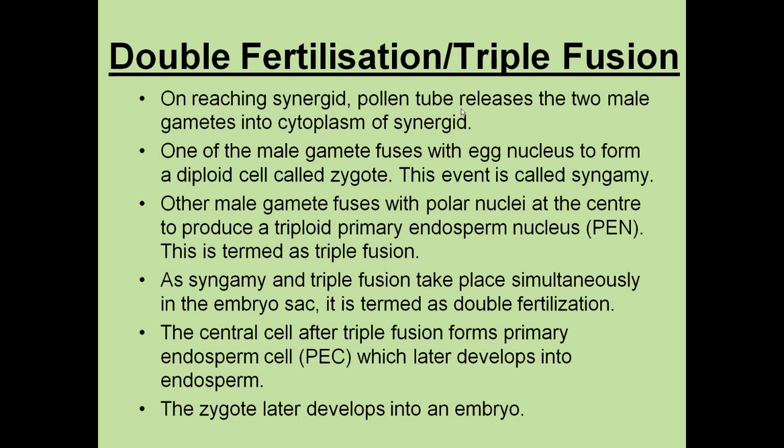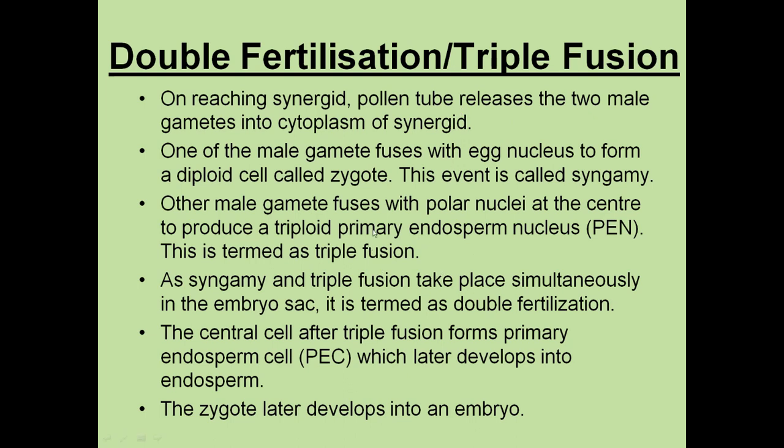So first of all, we have to understand that the two male gametes formed in the pollen are going to be utilized for the fertilization event. One of the male gametes is going to fuse with the egg to form the zygote. However, the other male gamete fuses with the polar nuclei to form PEN. And what is PEN? That is primary endosperm nucleus. And this is referred to as triple fusion.